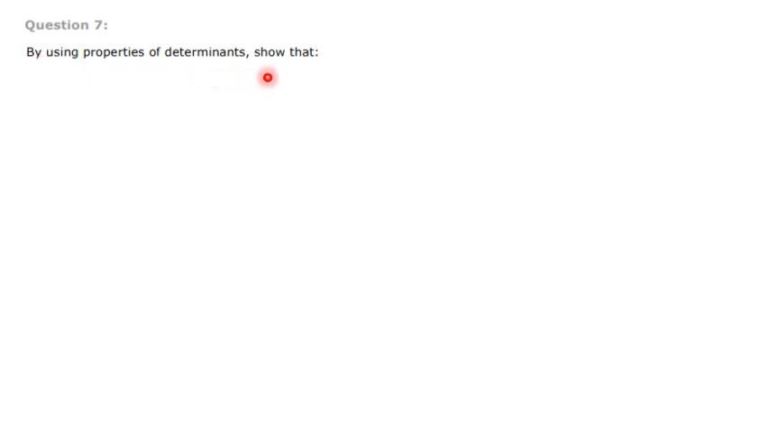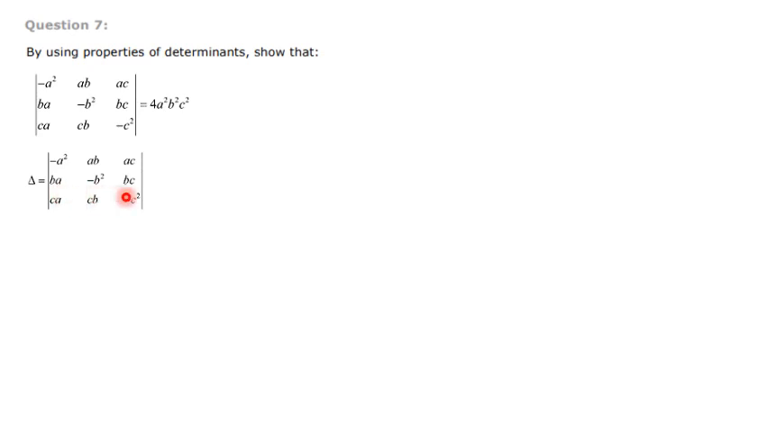By using properties of determinants, show that the determinant minus a square, ab, ac; ba, minus b square, bc; ca, cb, minus c square is equal to 4a square b square c square. Let us take delta as the left hand side determinant. When you look at the determinant, in all the rows, in the first row A is common, in the second row B is common, in the third row C is common. So let us take ABC outside.